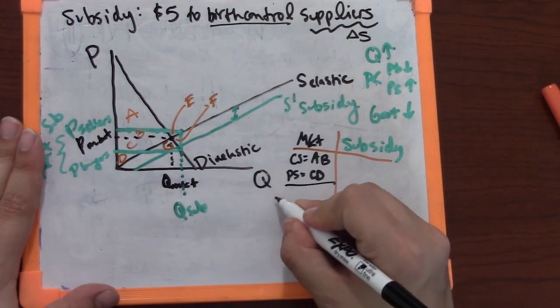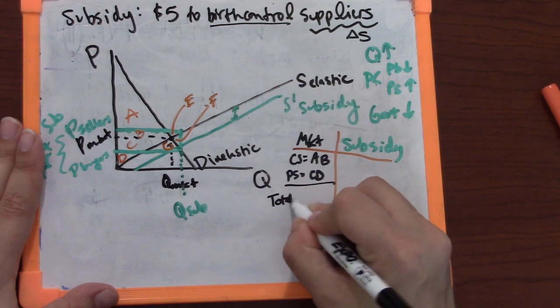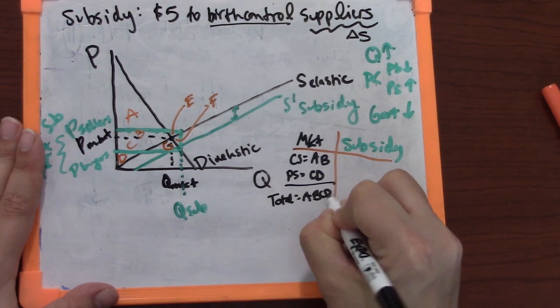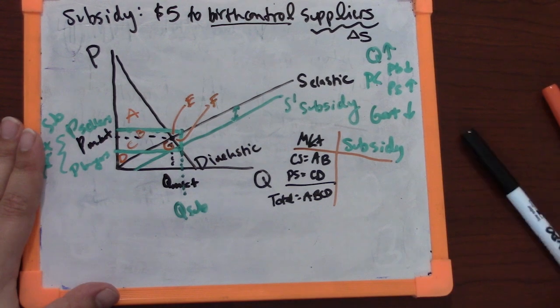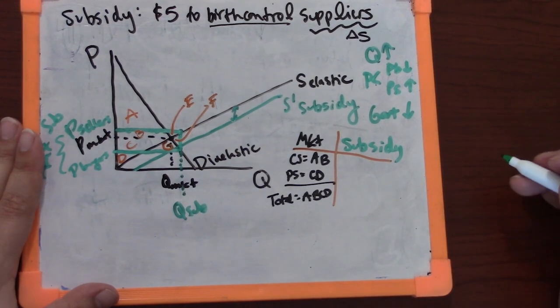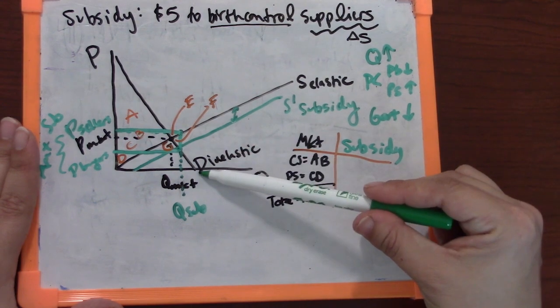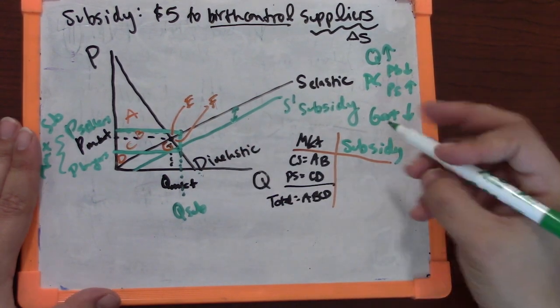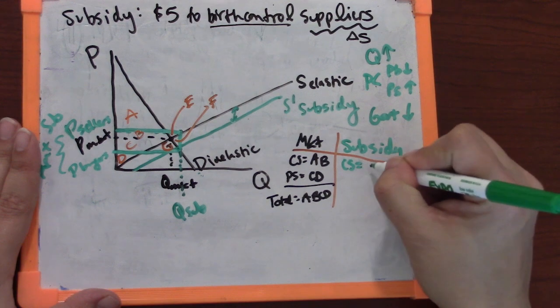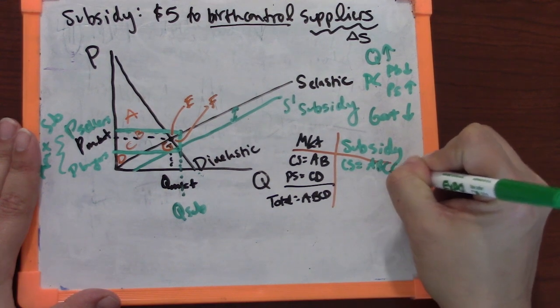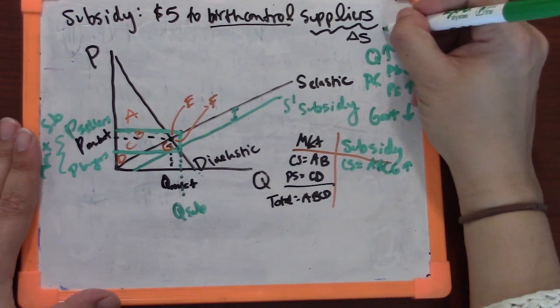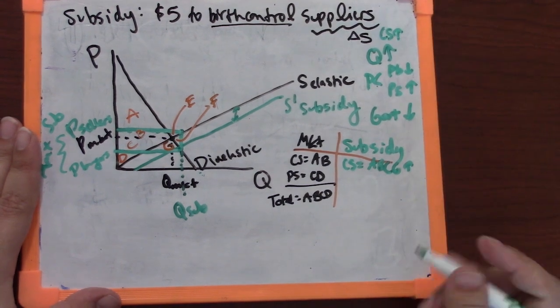And that's the end of the story. The total was A, B, C, and D. After the subsidy, consumers' price has gone down. Their demand curve is still given to us by this black line, but they now pay less for every birth control unit. So they get A, B, C, and G. They're better off. One of our consequences is consumer surplus goes up. We like that.